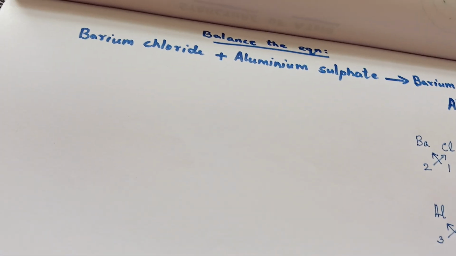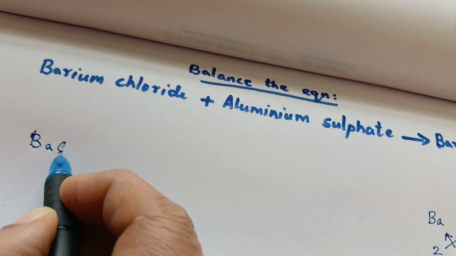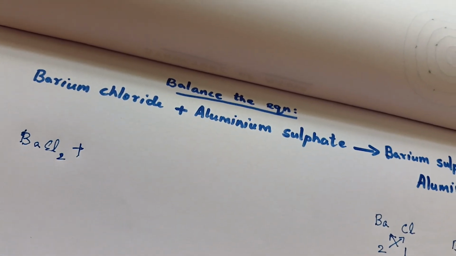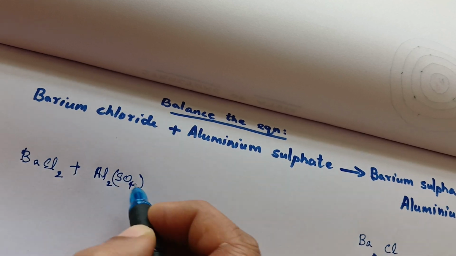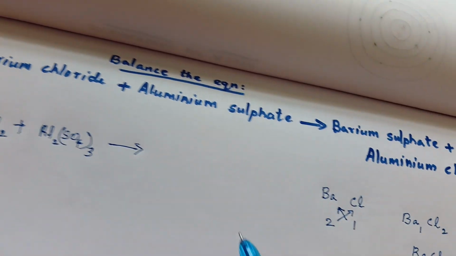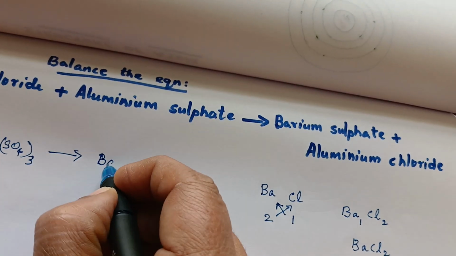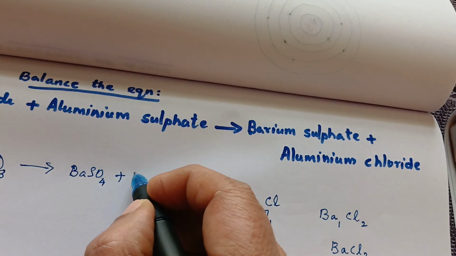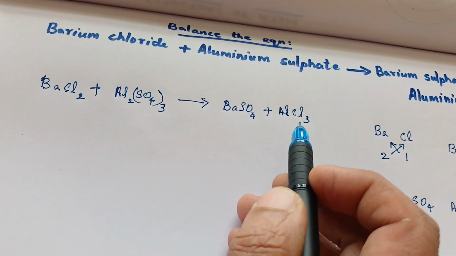So these are the formulae of the compounds involved. First one is barium chloride, so let us write BaCl2 plus aluminum sulfate Al2(SO4)3, giving barium sulfate, that is BaSO4, plus aluminum chloride, that is AlCl3. Now we have to balance this equation.